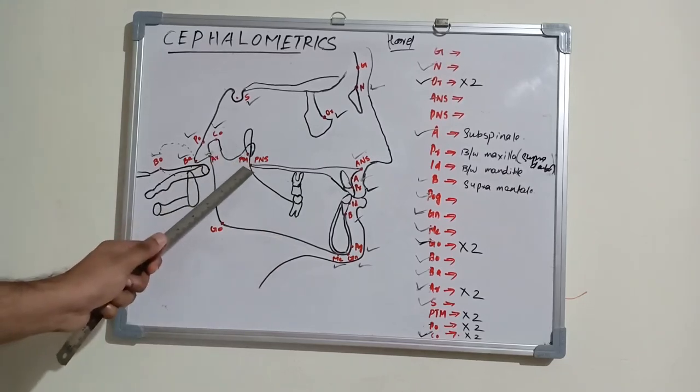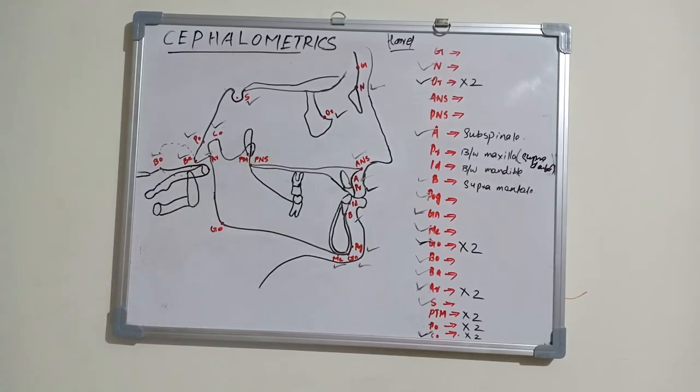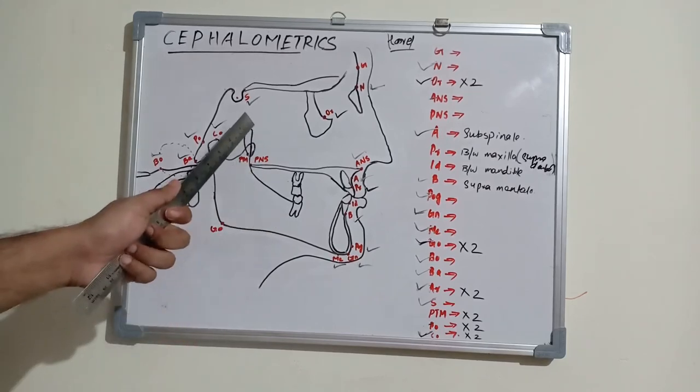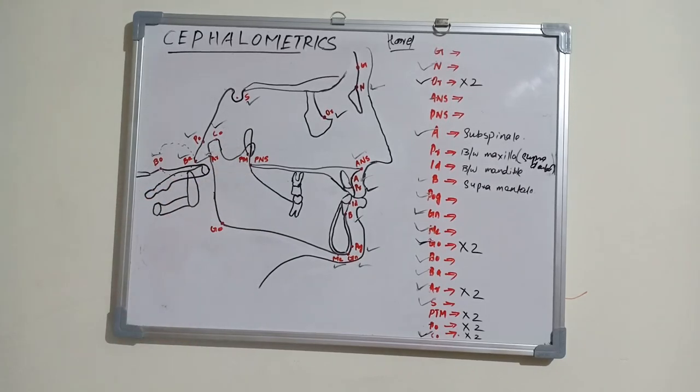The posterior nasal spine is the most posterior point of the maxillary bone, which is like a continuation of the anterior wall of the pterygopalatine fossa and the floor of the nose.